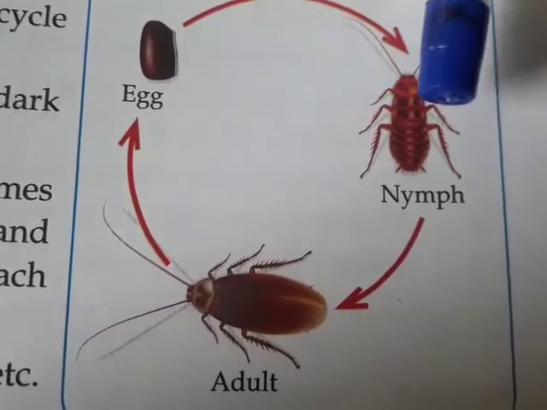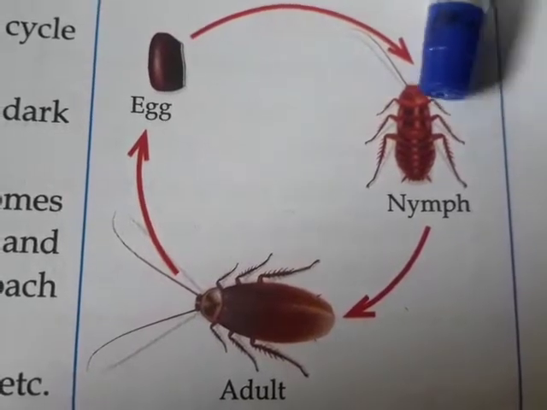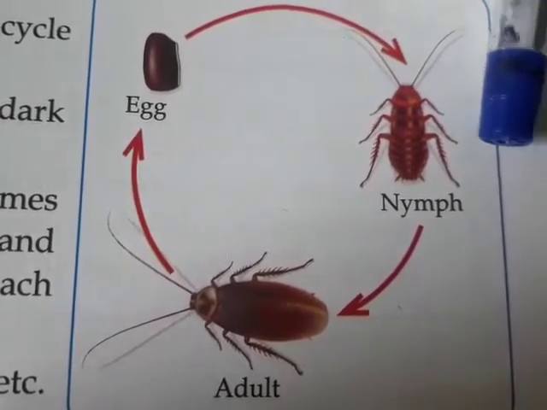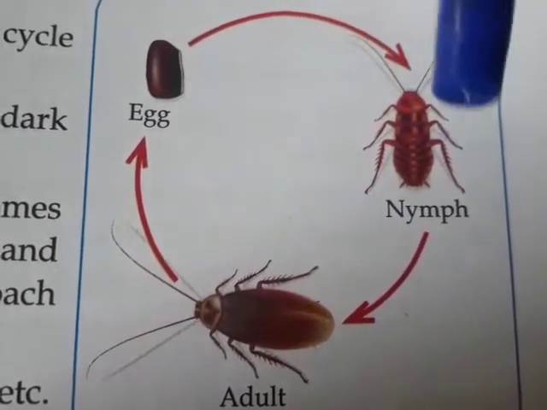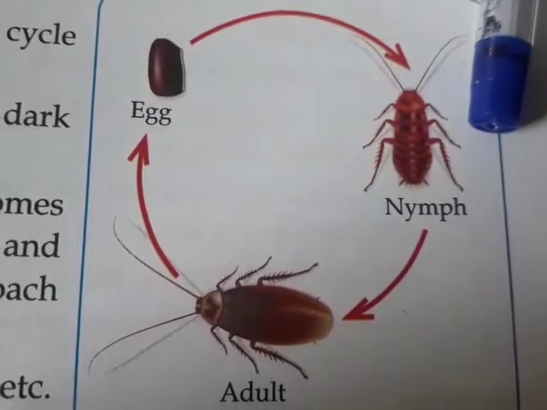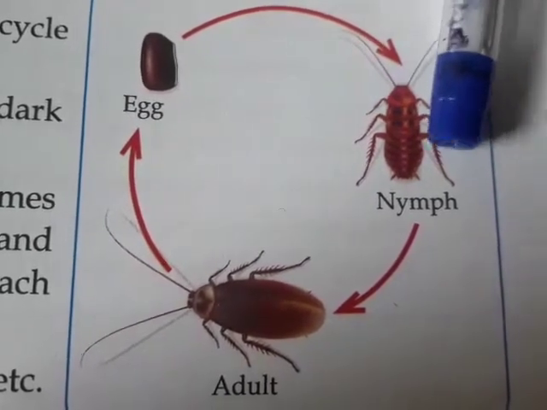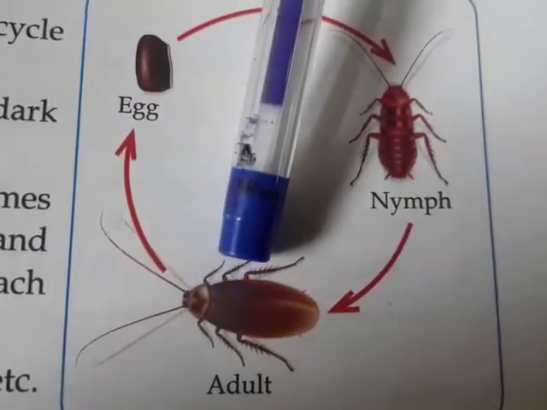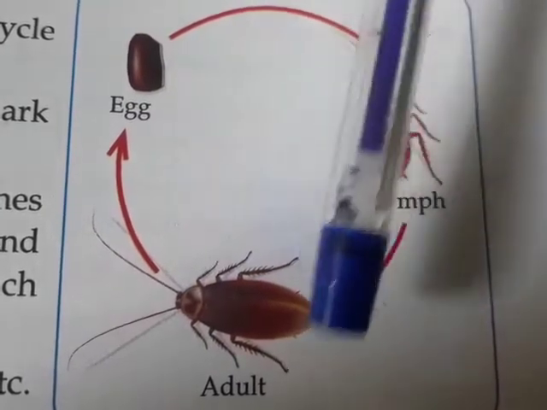Okay, then as the nymph keeps growing, it sheds its skin. Many times it will shed the skin. That is known as molting. So the shedding of skin in insects is known as molting. Then this nymph will grow into an adult cockroach, and it will even have wings. Next we will see.